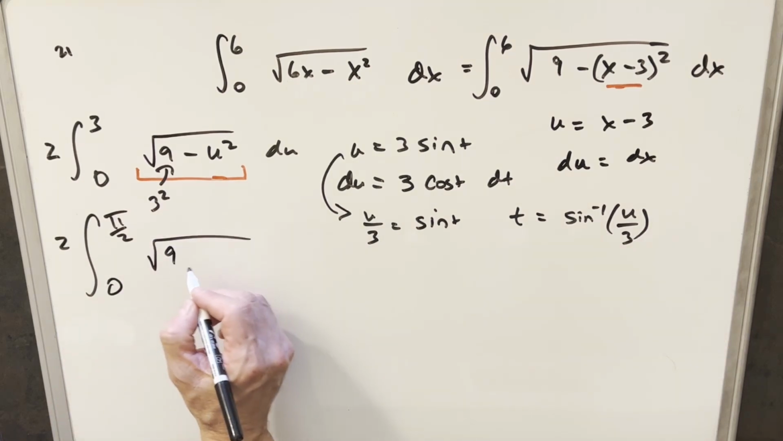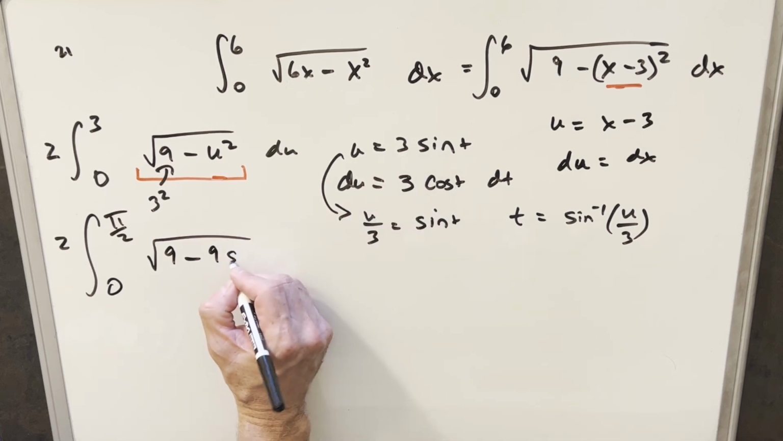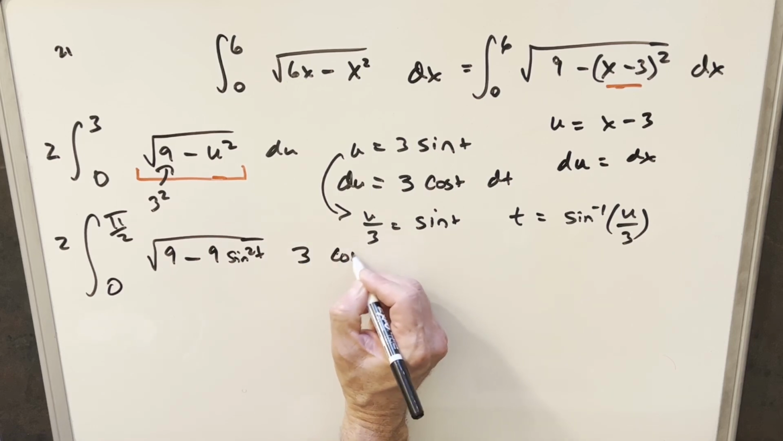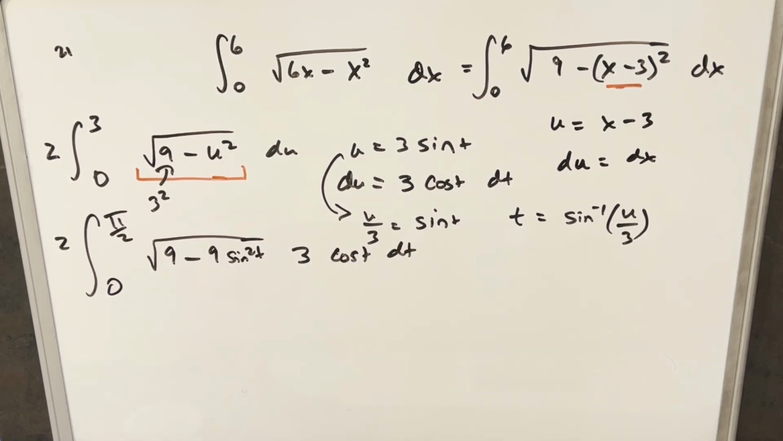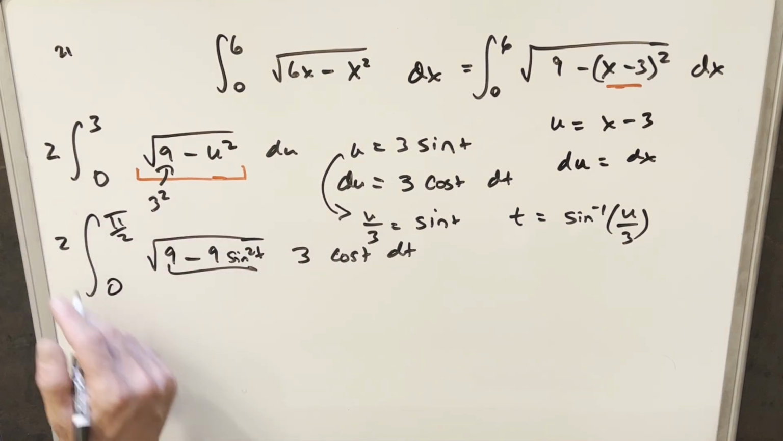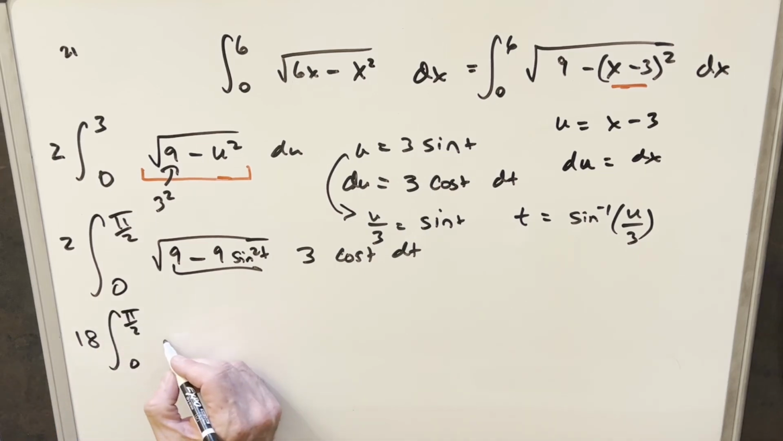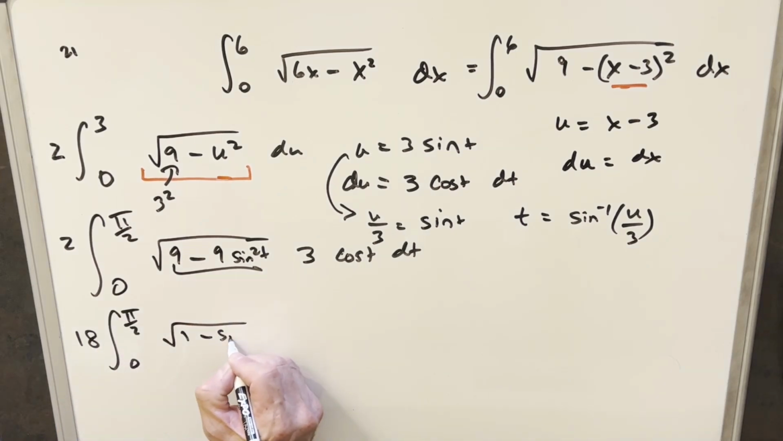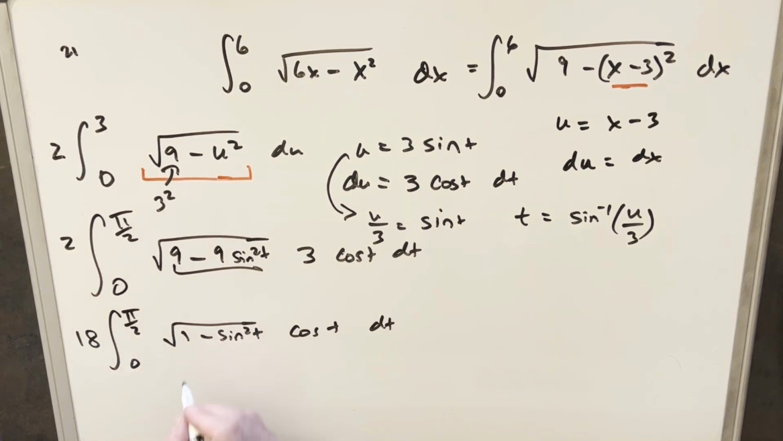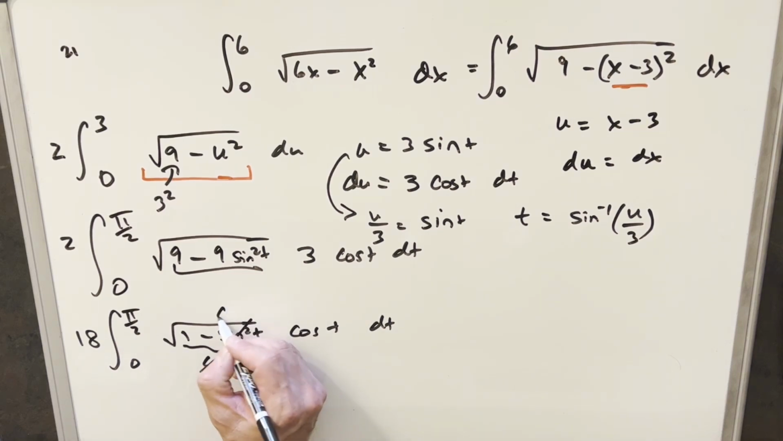And then for this, we're going to have 9 minus u squared is going to be 9 sine squared of t, and then our du is going to be this 3 cosine t dt. So we'll take a 3 out here, a 3 out here, that's going to be 9. We bring it in front of the integral. 9 times 2 is going to give me 18 out front. Then in the radical, now that we factored out the 9, we're just going to have 1 minus sine squared t, times cosine t dt. But 1 minus sine squared t is the same thing as cosine squared t. Inside the radical, that's going to give you the absolute value of cosine t. But because of our bounds, this is always going to be positive. So I'm just going to write this as cosine t.